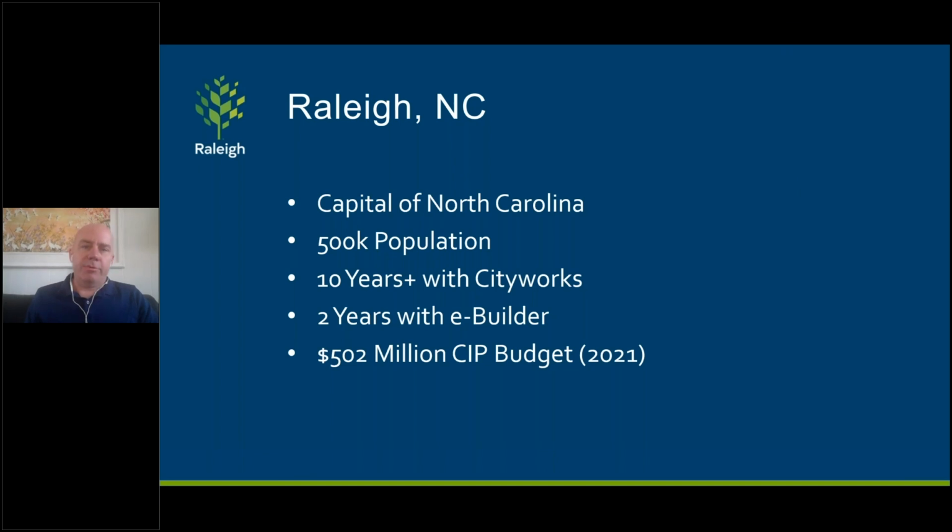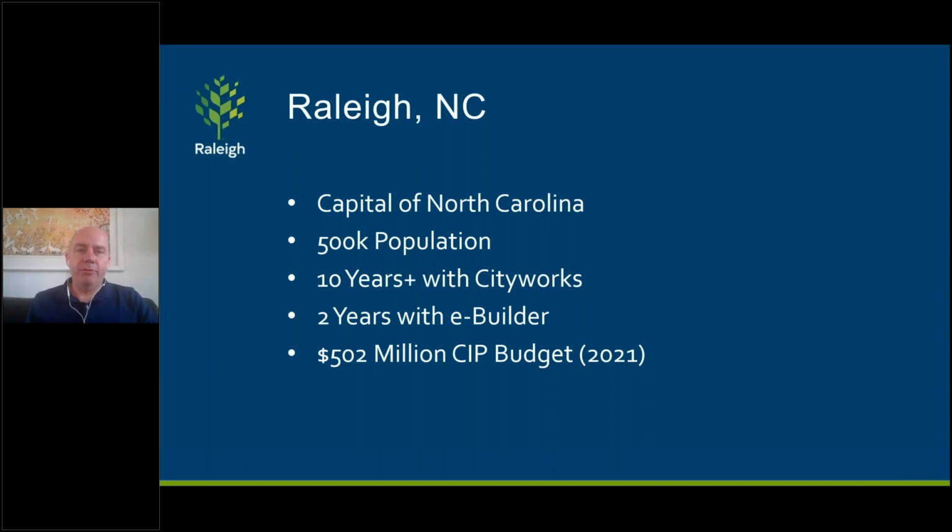Raleigh is the capital of North Carolina. It's called the City of Oaks. We have a lot of oak trees, about 500,000 in population. We've had Cityworks for over 10 years now, and it's pretty much what I call a mass adoption. It's used across many different departments. And then we've had eBuilder almost 2 years now. We have it in 2 different departments, and it's growing as we roll it out.